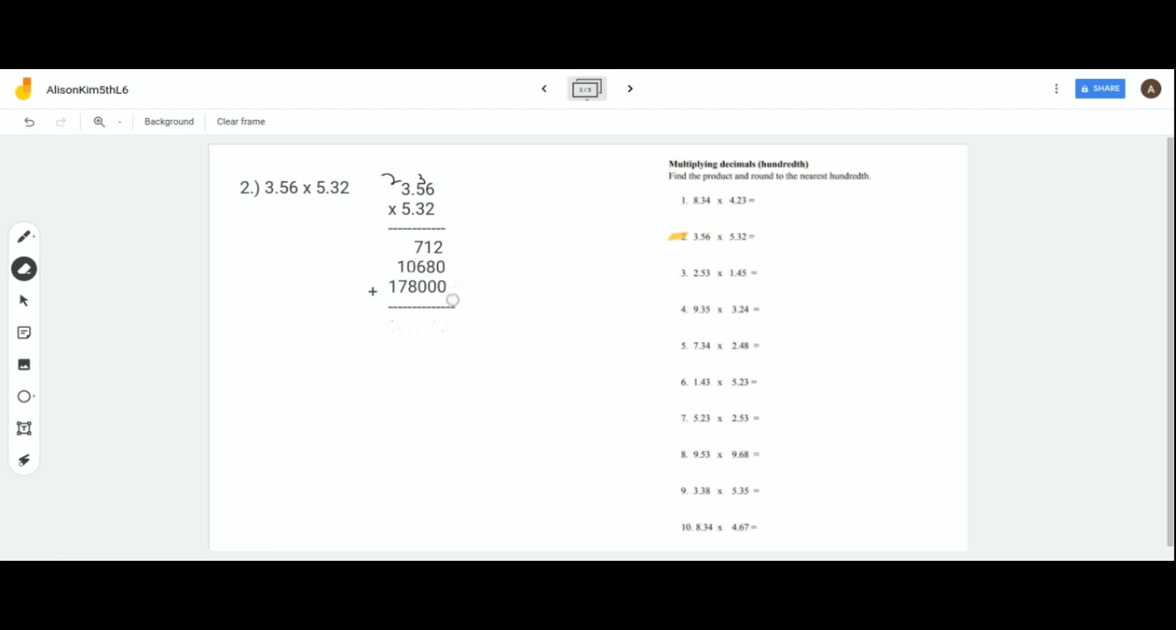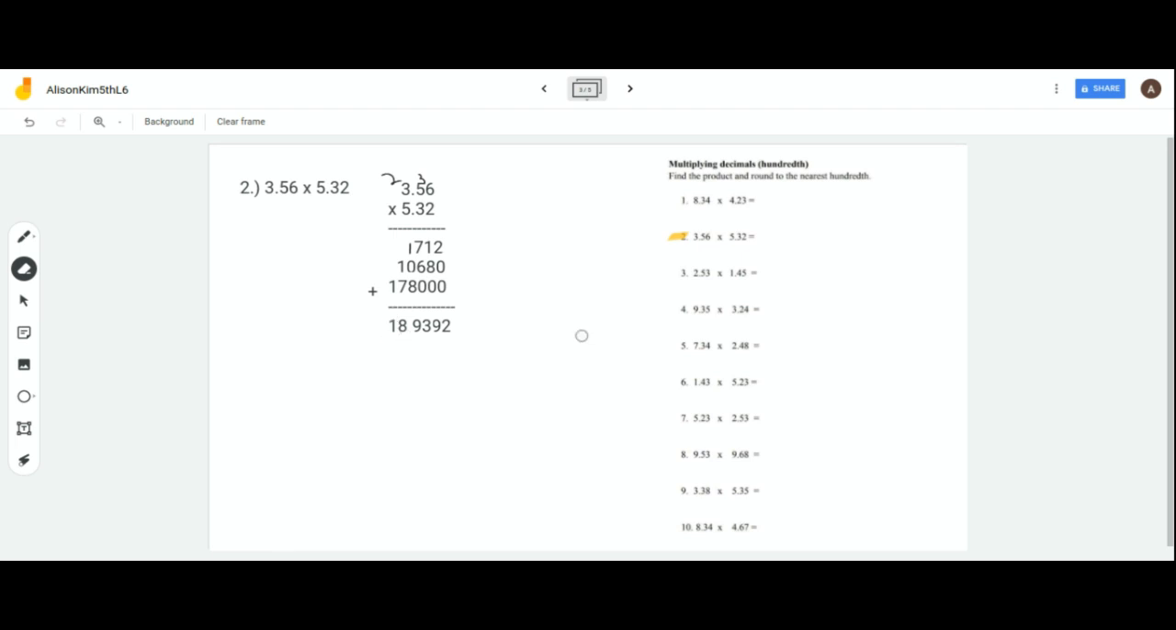2 plus 0 is just 2. 1 plus 8 is just 9. 7 plus 6 plus 0 is 13. So you put the 3 right here, and you move the 1 right here. 1 plus 0 plus 8 is just 9 once again. And then 1 plus 7 is 8. And then 1 plus 0 is 1.